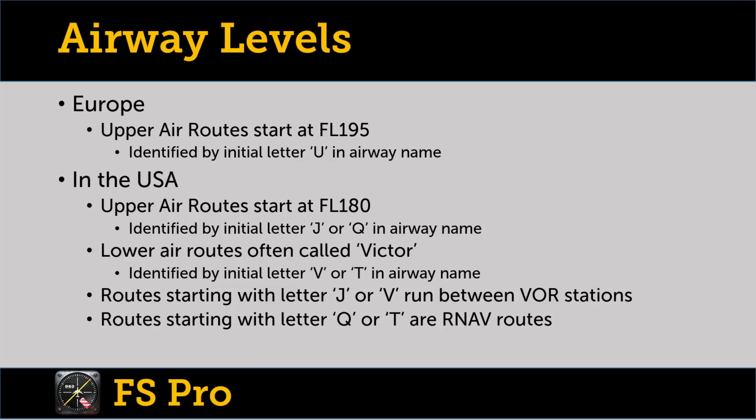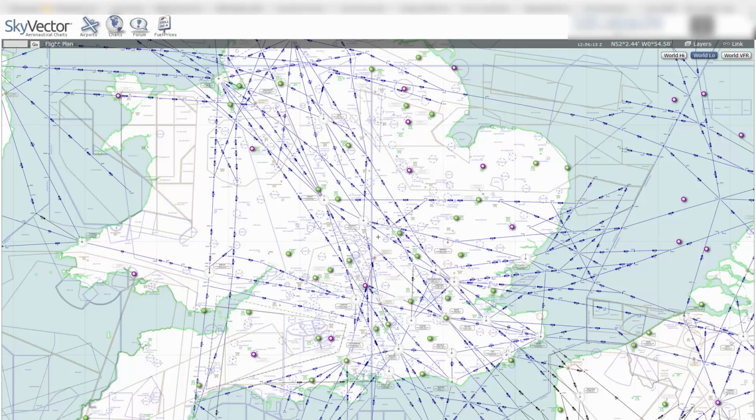To plan a route, you need a chart showing your departure and destination airports, as well as all waypoints and airways in between. This chart could quickly become very large and very busy. Let's take a look at an example route between Gatwick and Manchester. You can see how enormously cluttered this is, and this is just a short distance of 164 nautical miles.